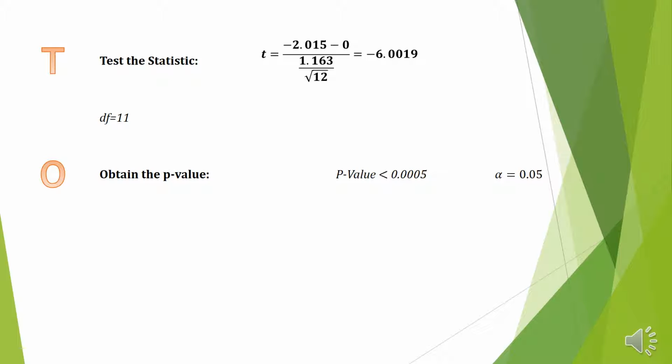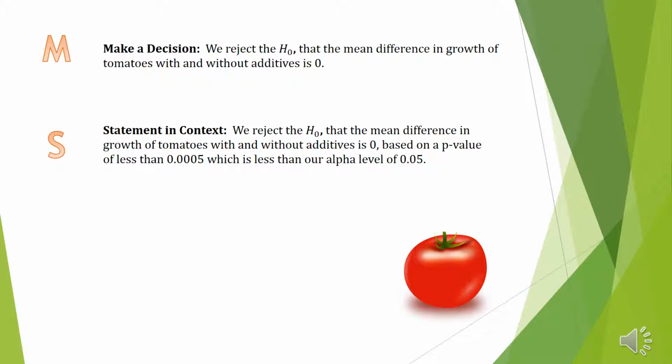So to obtain our p-value, we use our t-table chart, and our p-value is less than 0.0005. We have a degree of freedom of 11 and an alpha of 0.05. Now we make our decision.